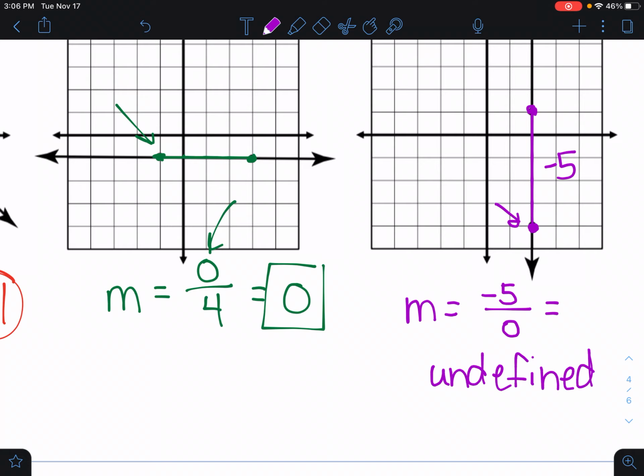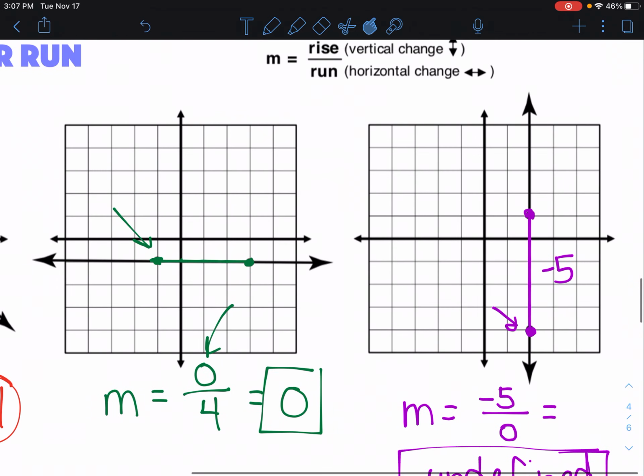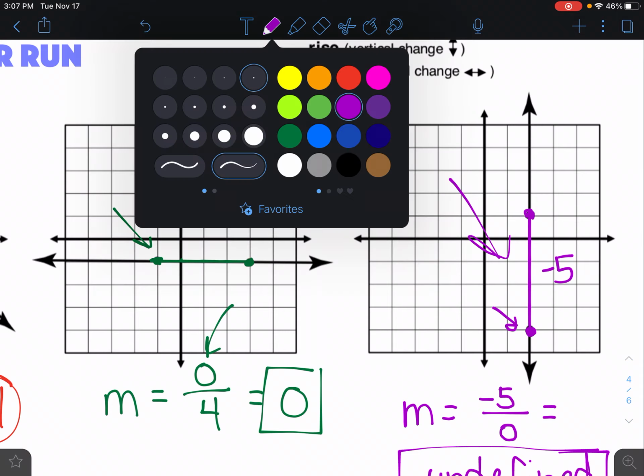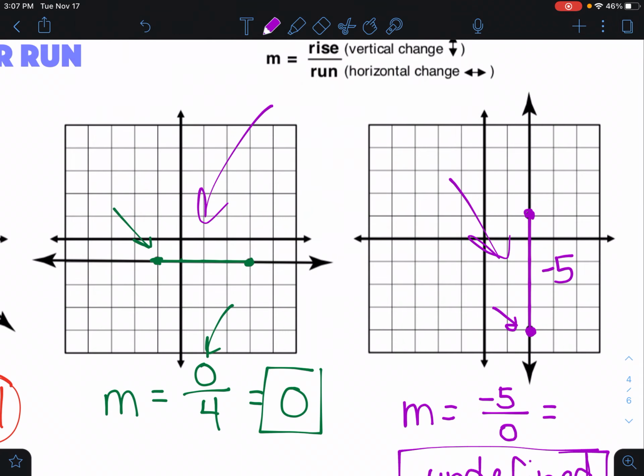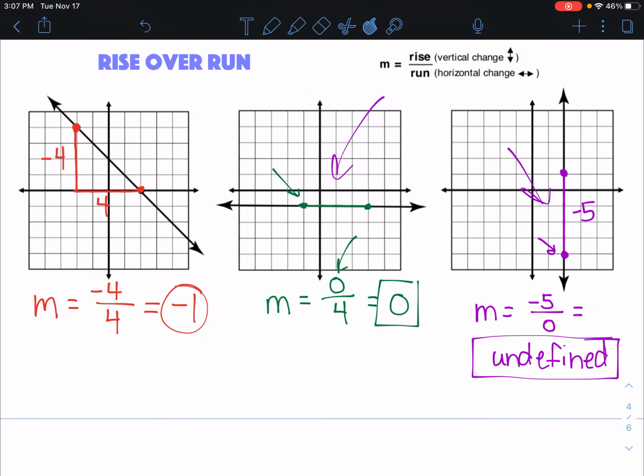So all vertical lines have a slope of undefined. So you don't have to go through this counting process like I did here. If you notice that it's a straight up and down line, you could just write undefined. And the same thing here. If you notice this is a flat line, you could just write, oh, that's 0. So that's quicker. But if you forget, then you can go this way. Just make sure always that you end up writing your final answer as simplified, okay? Otherwise, it will be incorrect.